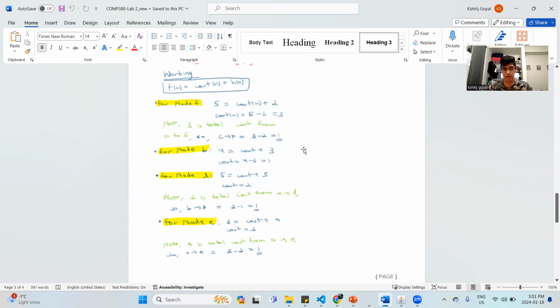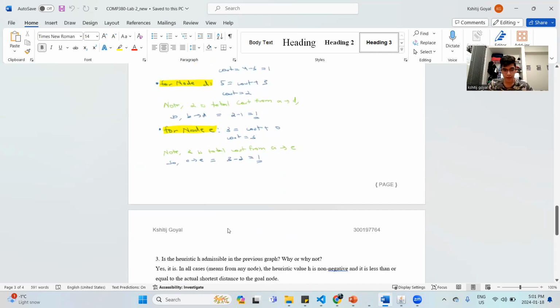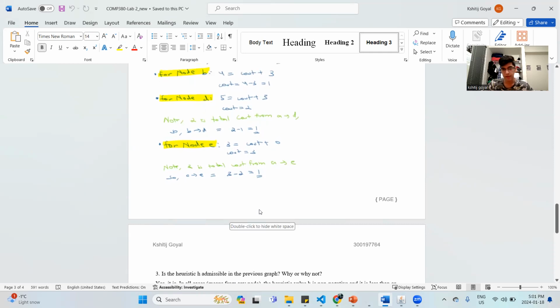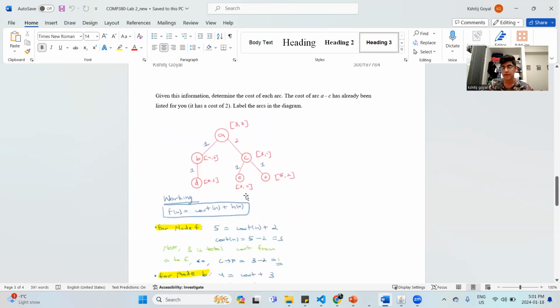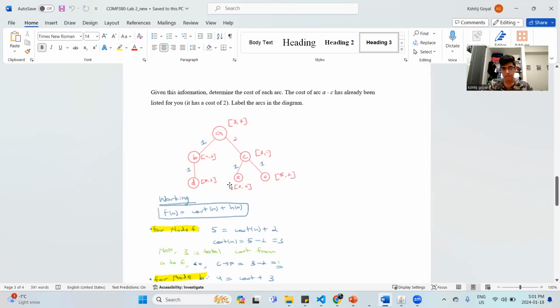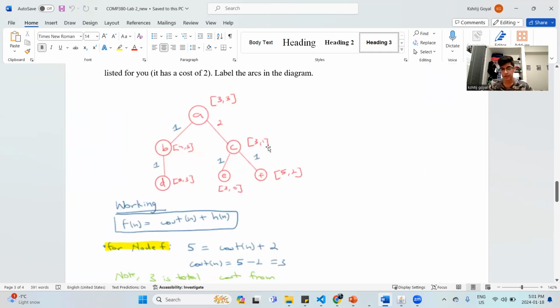The next question I was asked is whether the heuristic values are admissible in the previous graph, and why or why not. In this graph, it is admissible because, first of all, heuristic values are non-negative. Secondly, they're always less than or equal to the shortest cost from the current state to the goal state. Let's look through them quickly. For D, the heuristic value is 3, while the actual cost is 5. So this is acceptable. Here, the heuristic value is 3 when the actual cost is 4, so it's acceptable.